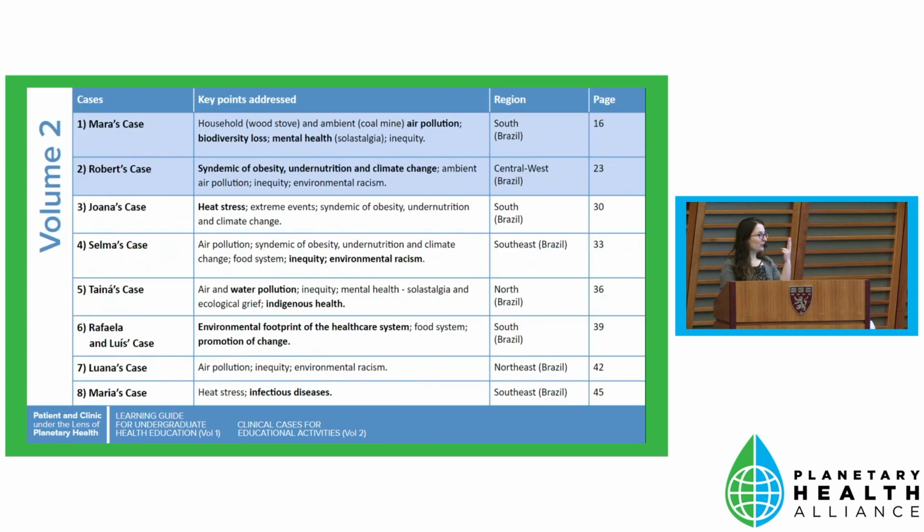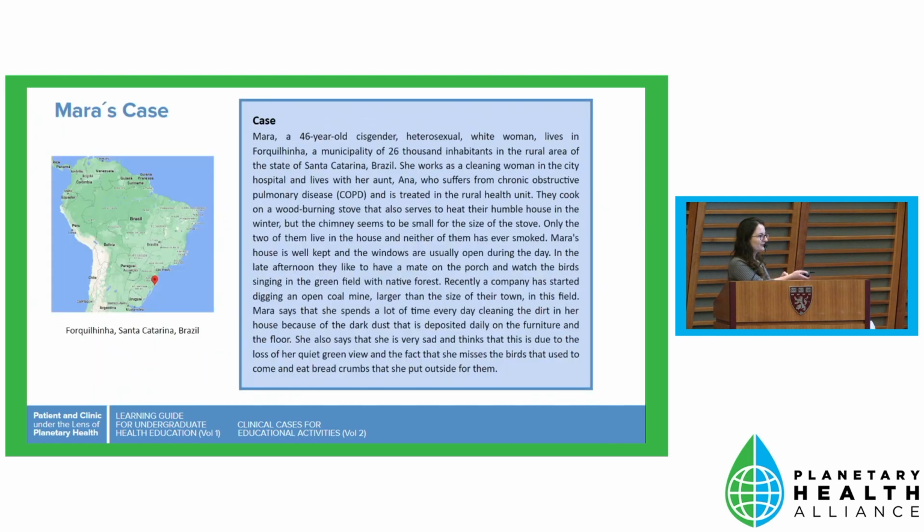So now volume 2 is the cases. I have 8 cases. Well, case 1 and 2 are explained in detail and with the answers. And the other cases are ready to use, but aren't with the answers. So this is the example of one case. You can find it on volume 2.